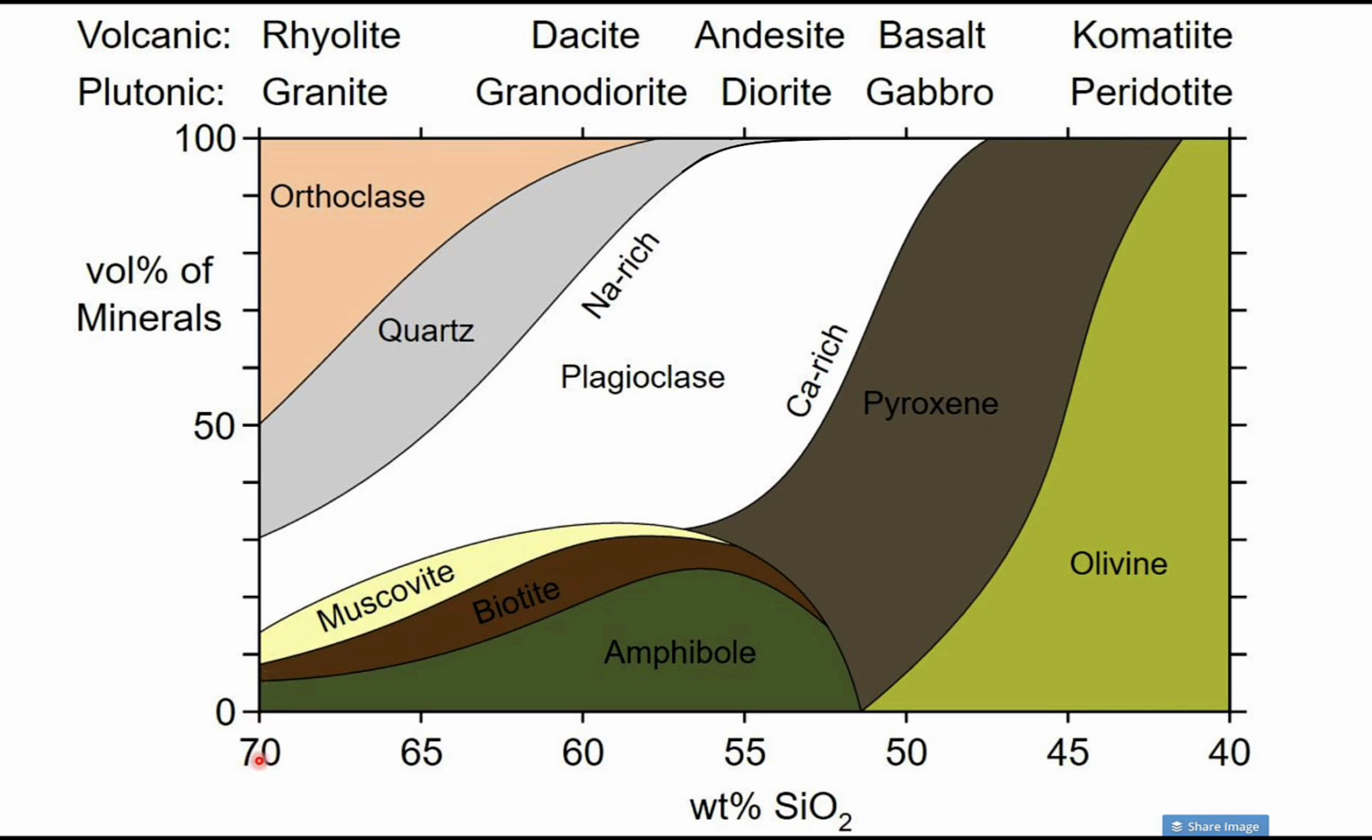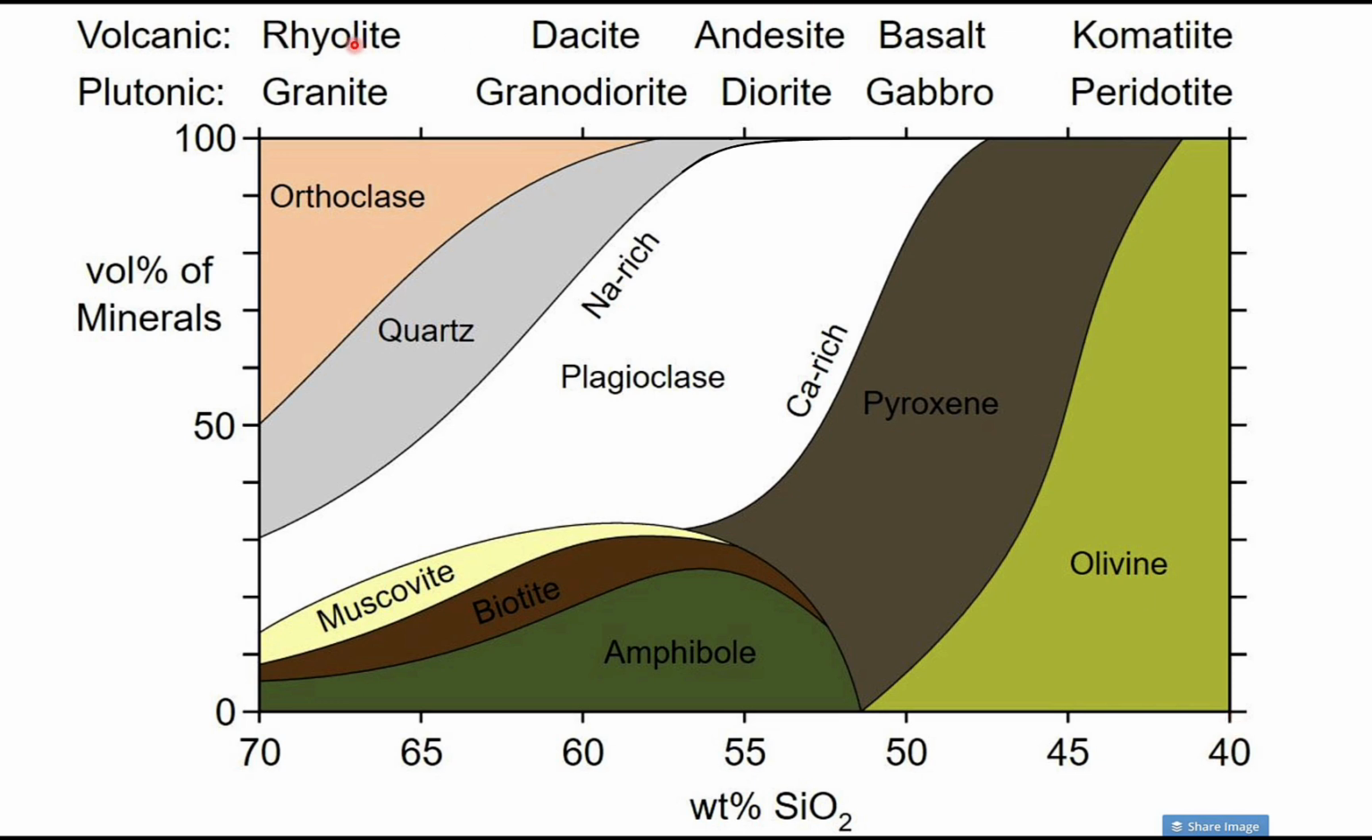So on the left we have 70% silica, very high silica rich rocks, things like granites. And on the right we have things down at 40% silica, very low, and these are peridotites. And actually when you're down at 40% silica, you've got pure olivine. So these are very basic rocks.